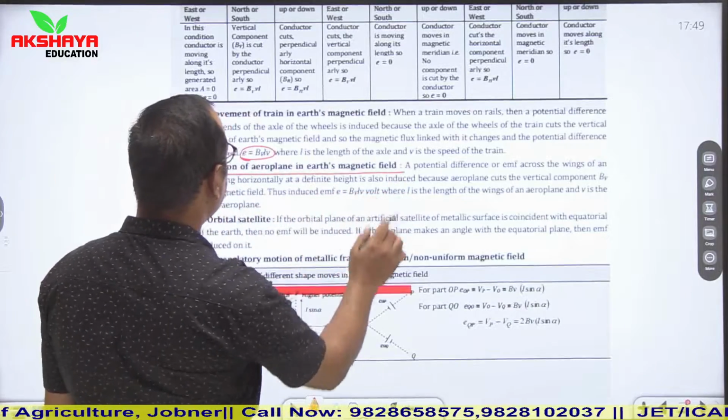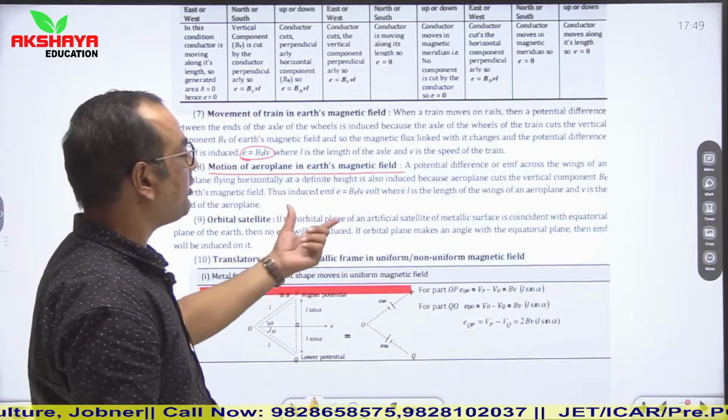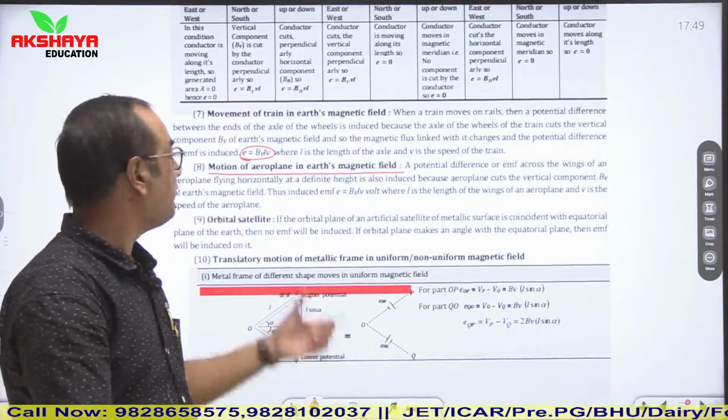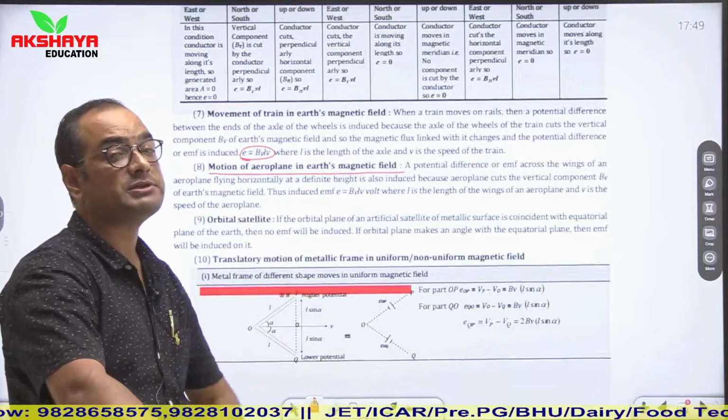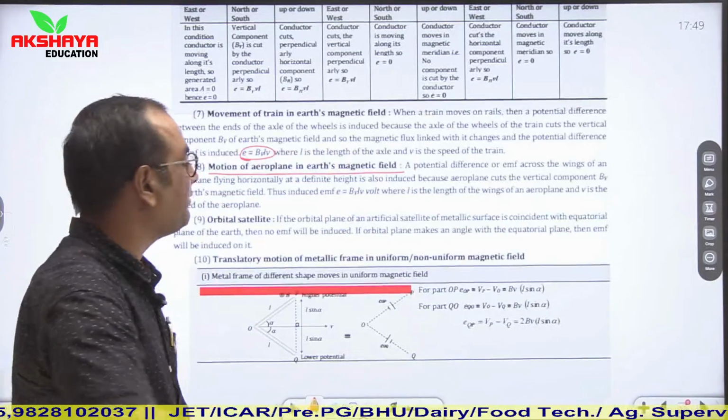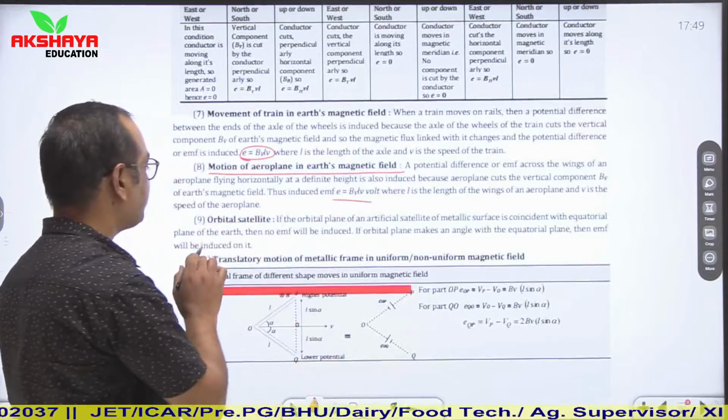Motion of an aeroplane in Earth's magnetic field. Whenever we talk about motion of an aeroplane, so either it is motion of a train or of an aeroplane, in both situations EMF will be induced only and only due to the vertical component of the magnetic field. So this is the general concept.